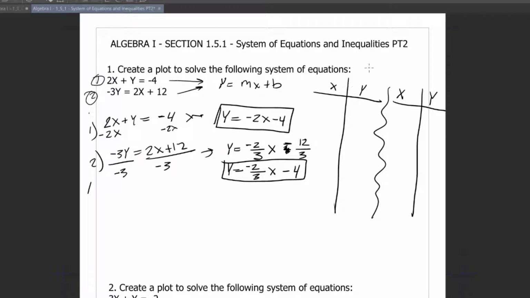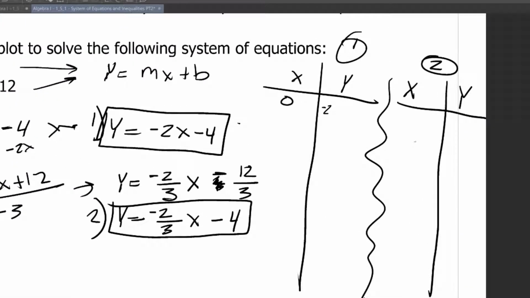Now, we'll do equation 1 on this side, and then we'll do equation 2 on this side. And we're just going to do the right side of the plot just for the sake of time. It's the same thing again. You're just plugging in x, and you're getting out a y, right? So whenever x equals 0 on equation 1, we get negative 2 times 0 minus 4, which is the same as minus 4. And I'm going to zoom in here just so you can focus on this part.